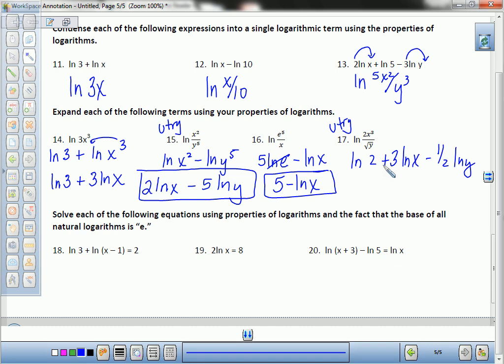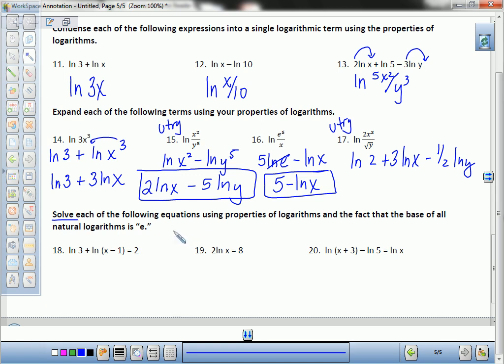All right, did you get ln of 2 plus 3 ln of x minus 1/2 ln of y? Yay. Awesome. Can we just put the square root in the y? I mean, the square root would definitely need to change to the exponent when we're expanding. Oh, okay. All right, now we're going to solve.